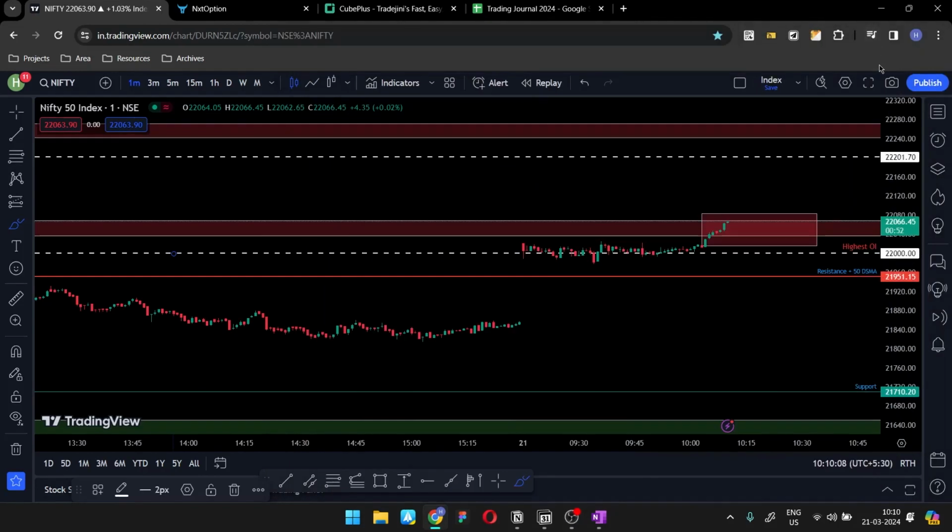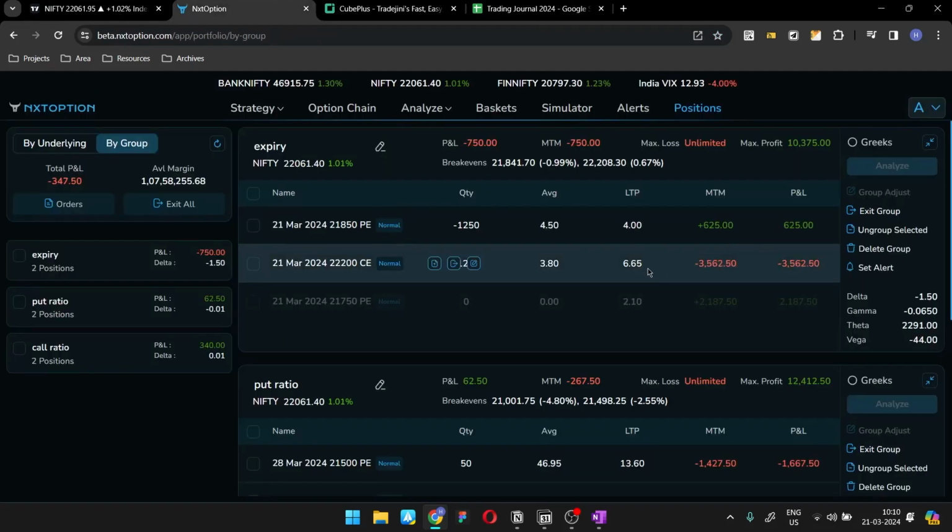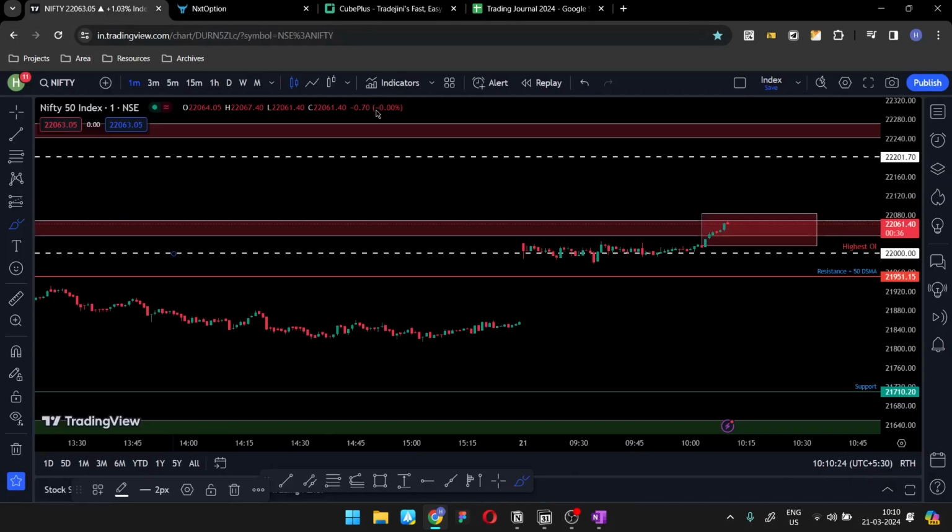So when am I wrong is also important to understand on the call side. The 2200 call I've shorted, right? You cannot just let it expand. At a certain point you have to cut it out. For example, now it's at 6.5, which is very manageable. I have no issues. But where am I wrong?